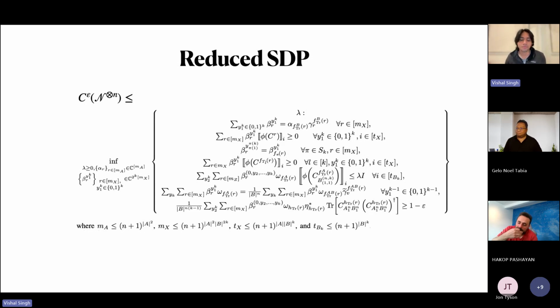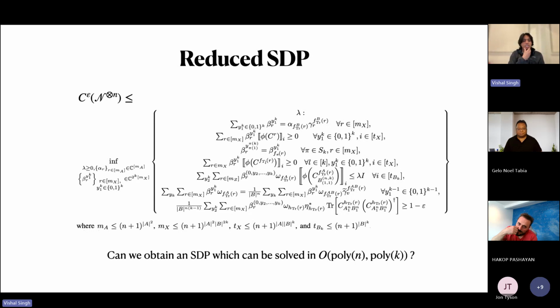So if you have fast enough computers, this method can give you an exponential advantage. And then the big question is, can we obtain an SDP which can be solved in polynomial in n as well as polynomial in k?